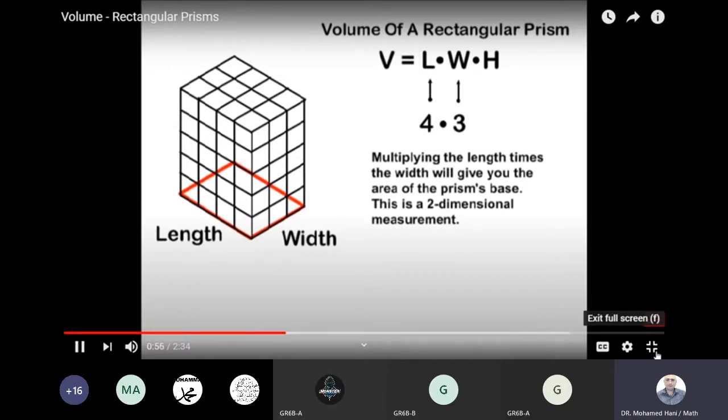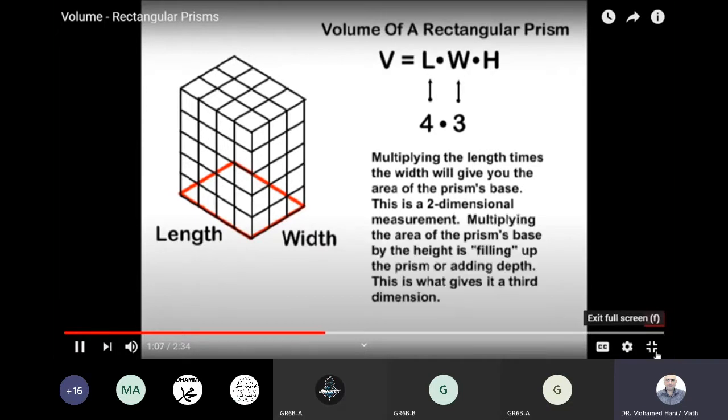After multiplying the length times the width and getting the area of the rectangular prism's base, by multiplying it by the rectangular prism's height, that will give us the volume. Multiplying the area of the prism's base by the height is filling up the prism or adding depth. This is what gives our rectangular prism a third dimension, or gives it volume.